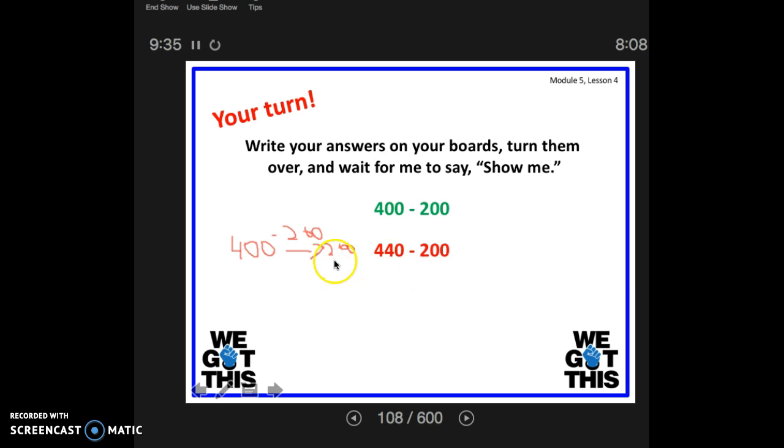Okay, now we have 440 minus 200. Okay, so we have 440 minus 200. Remember, we're only taking from the hundreds place because there's no tens and ones to take away. So it's just 4 minus 2, which is 240.